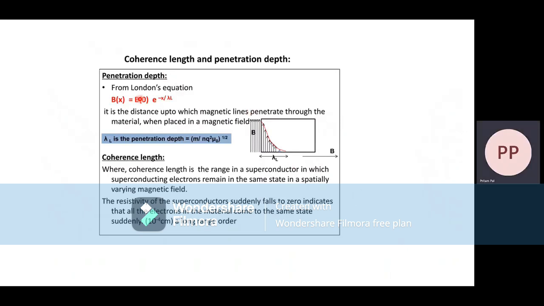This shows how B is decaying exponentially inside the superconductor. So this is related to the superconducting density. This estimate, the order of magnitude, is very important. Whatever I have discussed, it is very important to relate the order of magnitude to get a feel or sense of how it is.